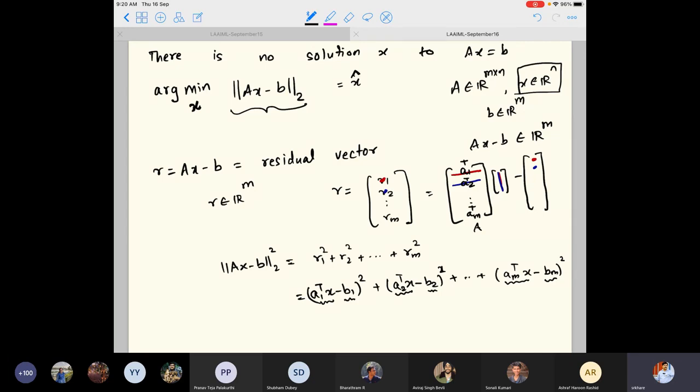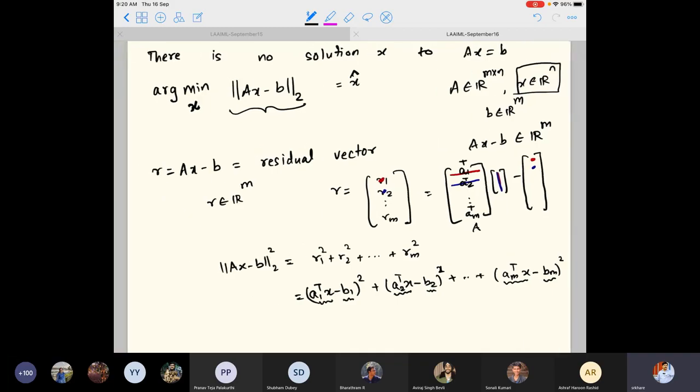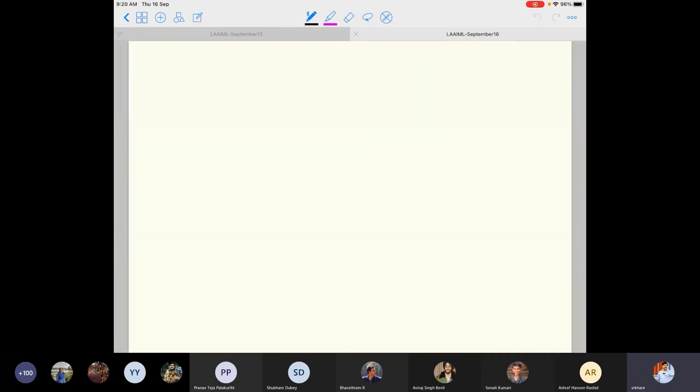So this is one perspective, minimizing the sum of squares. Now I can look at the least squares problem from another perspective. Suppose there does not exist an X such that Ax is equal to B. In other words, B is not in the column span of A. This is something that I am already assuming. B is not in the column span of A.